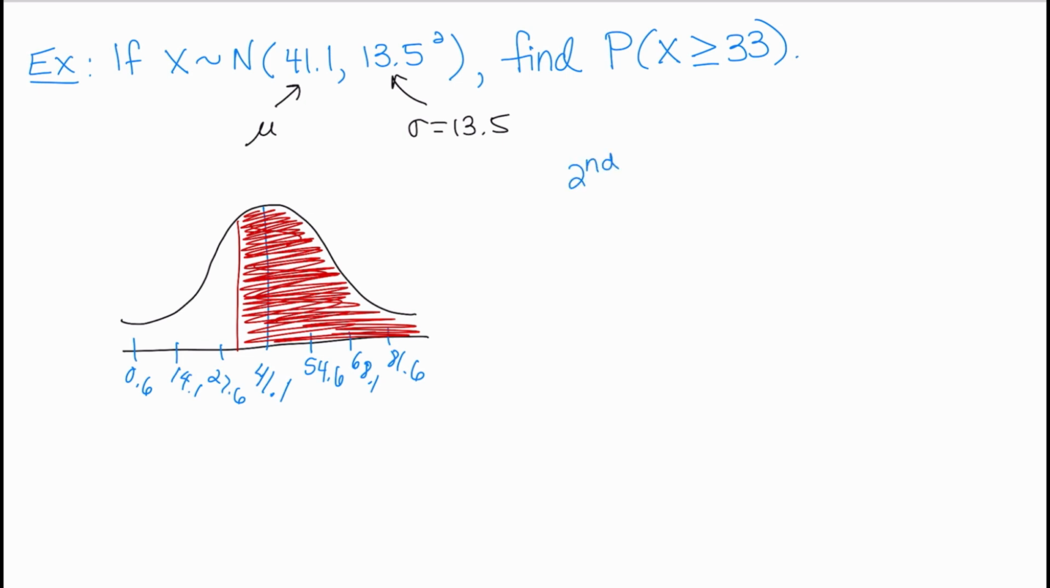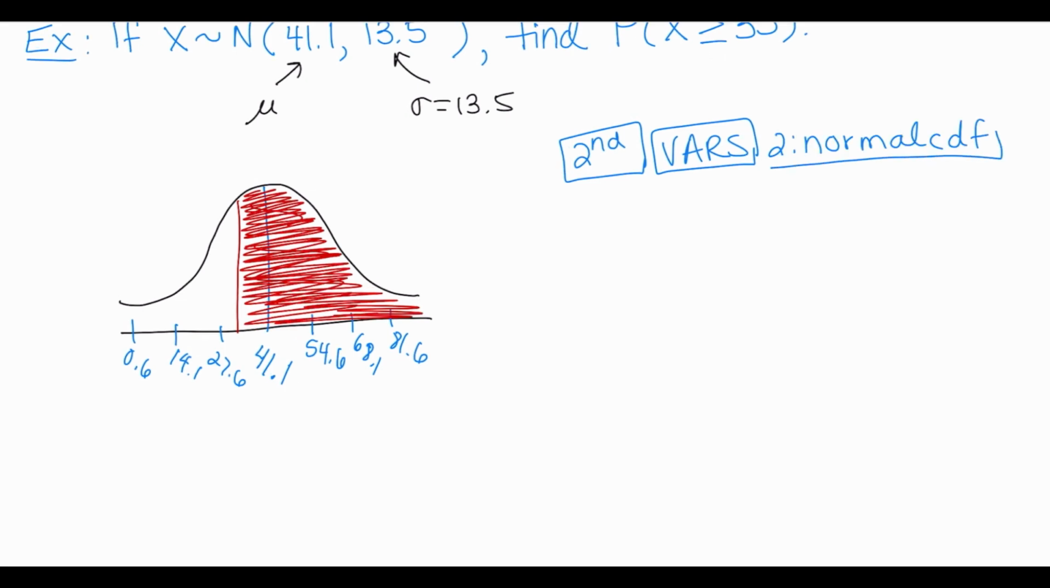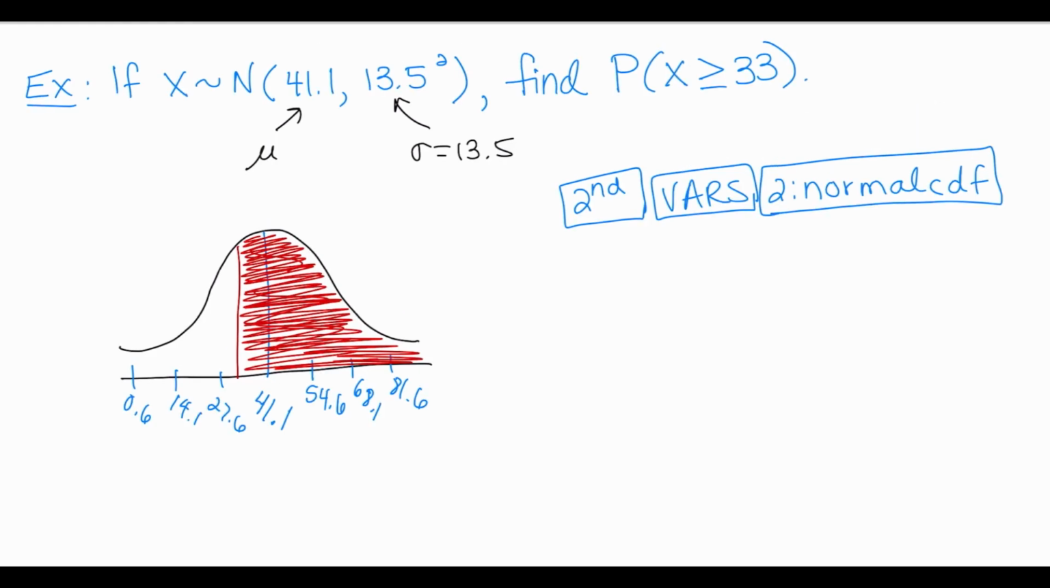I'm going to go to second vars, which is where you have to go to find your distributions. You are going to find normal CDF, because you want to find the cumulative density function. Hopefully your calculator is going to prompt you to enter the lower, upper, those are your bounds, the mean, and the standard deviation. So in this case, the lower bound is 33 because I want to find the probability of 33 or more.